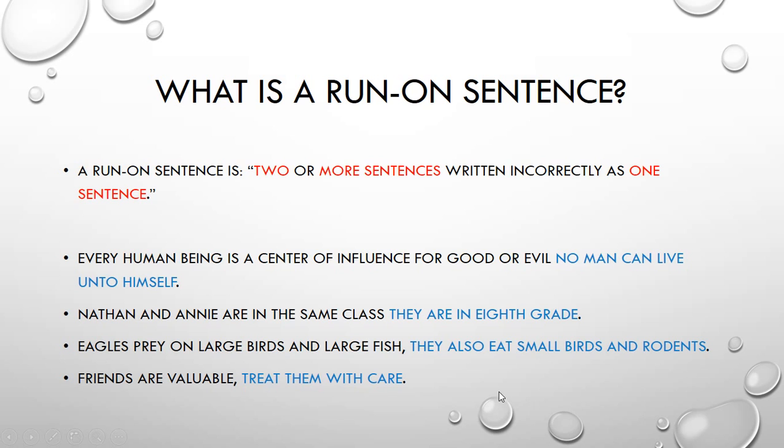Let's see, the first example we have is just here. Every human being is a center of influence for good or evil. No man can live unto himself. So I changed the color. The one in black is the first sentence. We need punctuation here, a period to end the first sentence and to start the next one. So that's the first kind of sentence.